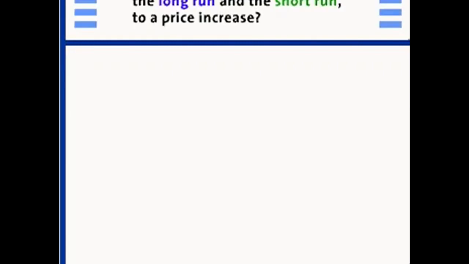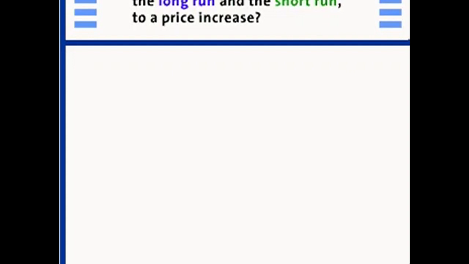Suppose you run a trucking firm, and you suddenly discover that you can charge more for your trucking services than you were able to before. How would you change your operation? And how would your response in the short run differ from your response in the long run?